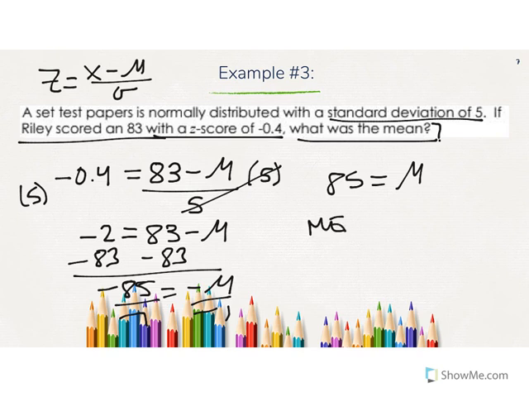So in this example, the mean was 85. The average was actually a score of 85. So Riley was below the mean, and we know they were below the mean because it was a negative z-score as well.